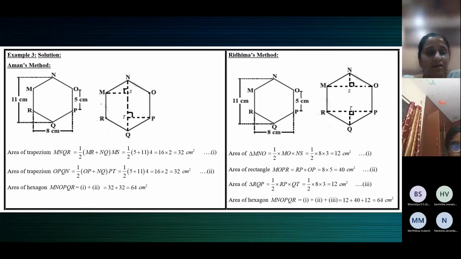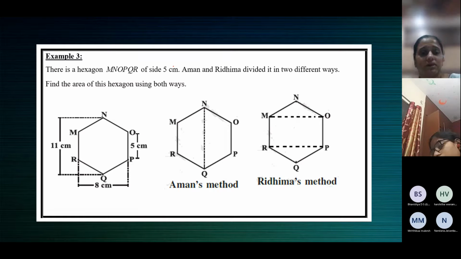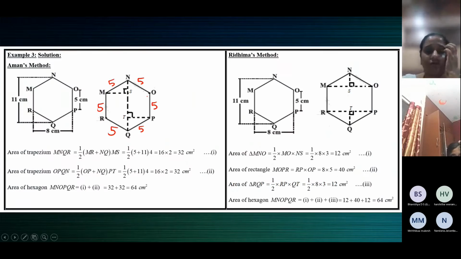Half into what is MR? It's given that each side of the hexagon is 5 centimeters. So everywhere it is 5. It's a hexagon of side 5 centimeters. That means it's a regular hexagon of side 5 centimeters, meaning all the sides are 5 centimeters each. So in the first trapezium, this one MR is 5.